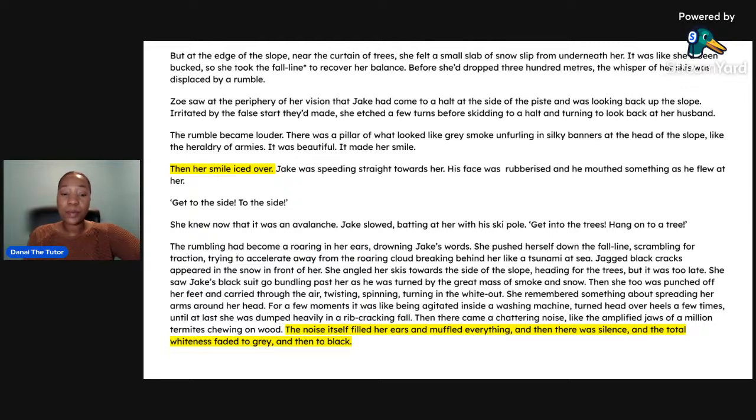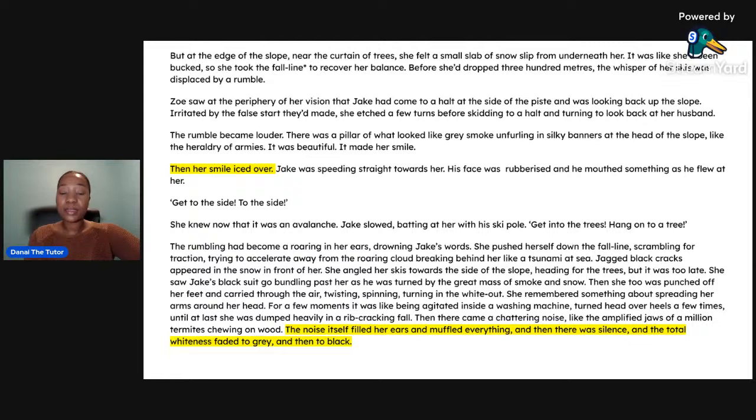Jagged black cracks appeared in the snow in front of her. She angled her skis towards the side of the slope, heading for the trees, but it was too late. She saw Jake's black suit go bundling past her as it was turned by the great mass of smoke and snow. Then she too was punched off her feet and carried through the air, twisting, spinning, turning in the whiteout. She remembered something about spreading her arms around her head.